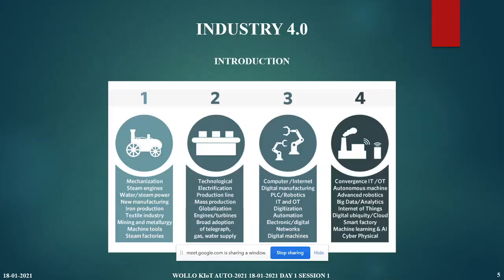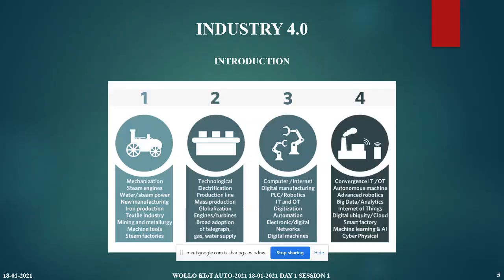So let's go into what exactly is Industry 4.0 and how did we come to Industry 4.0. Initially you had horse-drawn carts that were replaced by steam engines through various sorts of mechanization. You had water, steam power, hydropower, and different manufacturing methods. Iron was starting to be produced from the mines and various tier 3 companies. Your textile industry was booming, the spinning mill was introduced, and mining and metallurgy really took the driver's seat. And you also had machine tools and all the factories run by steam.